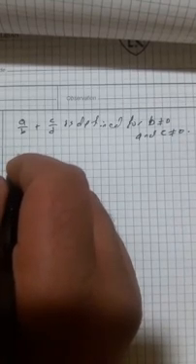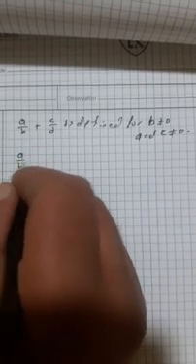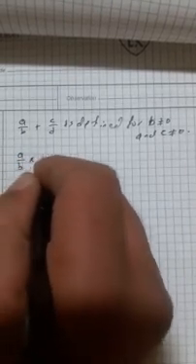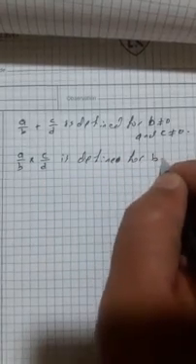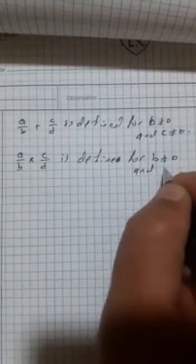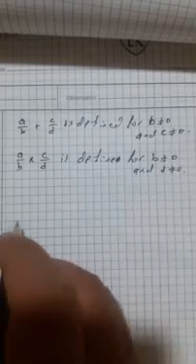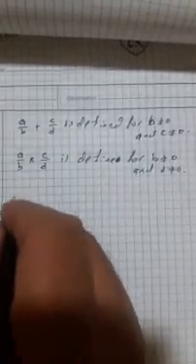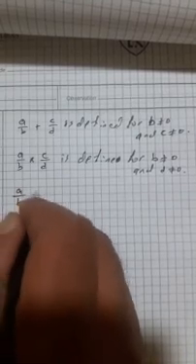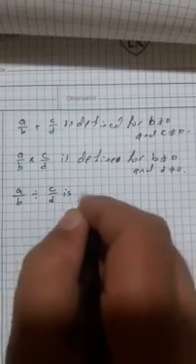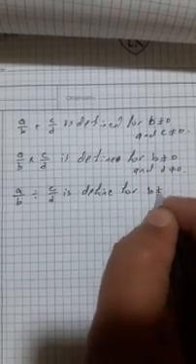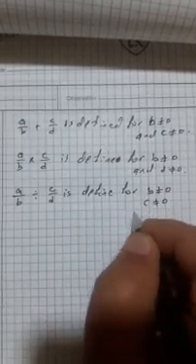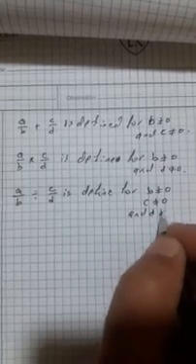With respect to multiplication, a over b times c over d is defined for b does not equal to 0 and d does not equal to 0. With respect to division, a over b divided by c over d is defined for b does not equal to 0, c does not equal to 0 and d does not equal to 0.